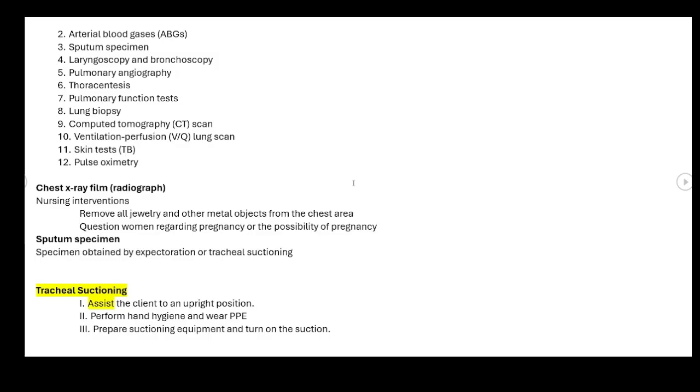Let's come to sputum specimen. For sputum, usually they are obtained in two ways. One of them is by coughing, another one is when they cannot cough, then we have to suction the trachea. So let's start with the suctioning. Please pay attention to this because suctioning is considered a skill and it's a sterile procedure. So be careful. This cannot be delegated to the UAP.